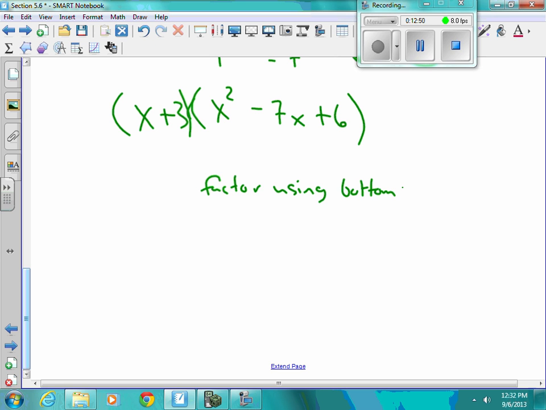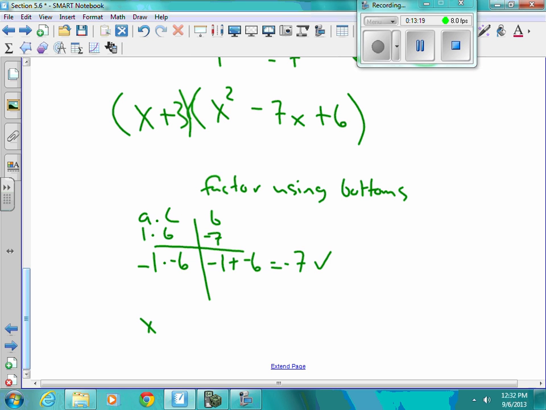Factor, quadratic formula, completing the square. Those are other methods we have. Because if we have imaginary zeros, we can't find them by graphing. So, A times C, 1 times 6, what adds to make negative 7? Try your own. If not, negative 1 times negative 6 is positive 6. Negative 1 plus negative 6 is negative 7. So we get x plus 3 is already a factor, x minus 1, and x minus 6.